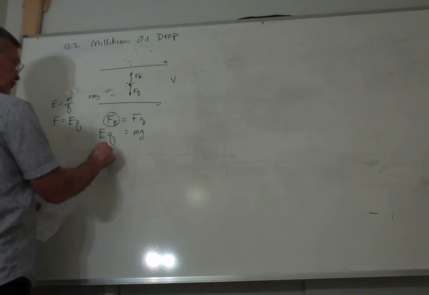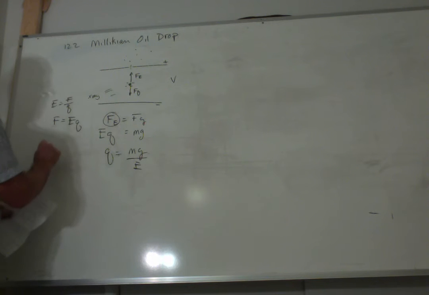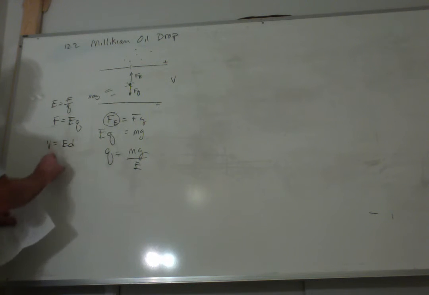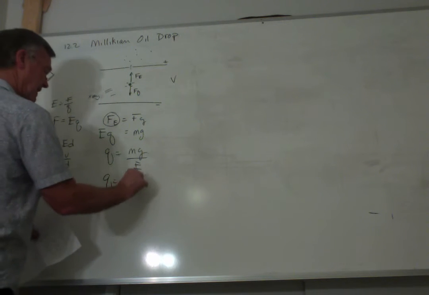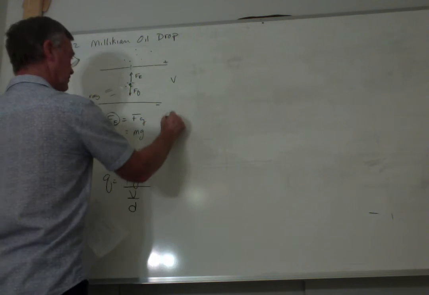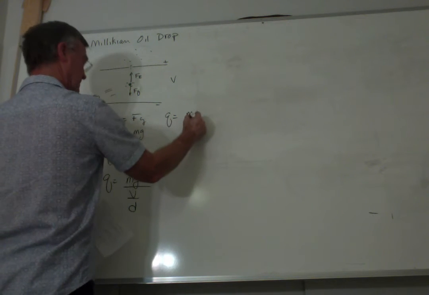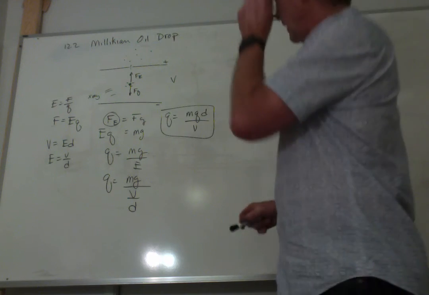And therefore, Q was equal to mg over E. And you may remember that V is equal to ED. Voltage is equal to electric field intensity times distance between the plates. And E then is V over D. And Q then was mg over V over D, and working that out, we get that Q is equal to mg times D over V. And he was able to come up with what the charge was on that drop.